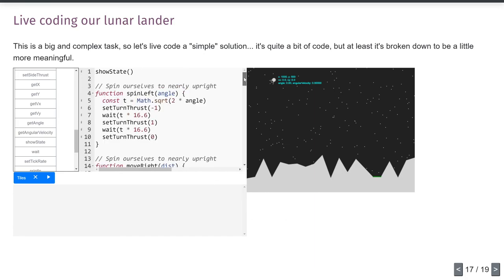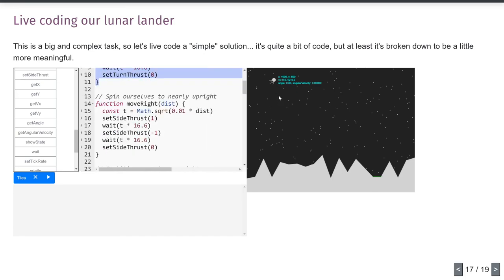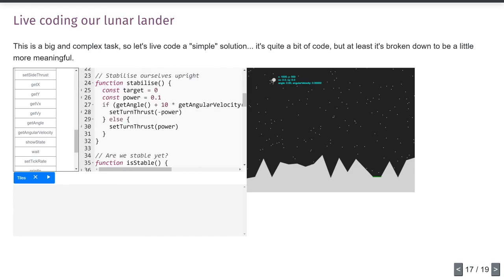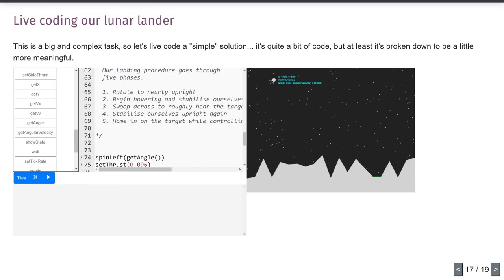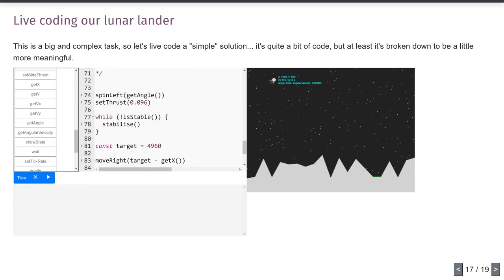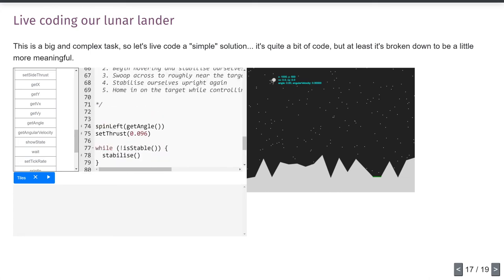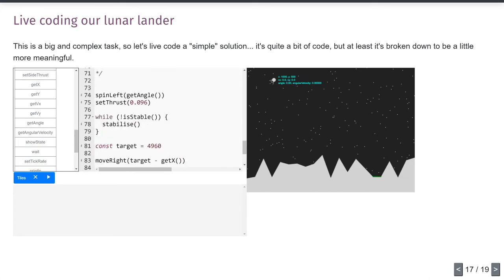Hopefully it's also shown a little bit about writing clear, meaningful little functions that have a particular purpose. Spin left just does the bit of getting us nearly upright. Move right just does the big old swoop to somewhere over here. Stabilize. So these are all small enough that a week later, hopefully I could come back to this, see, okay, this is what it's doing. Oh yes, I see how the code's doing that.